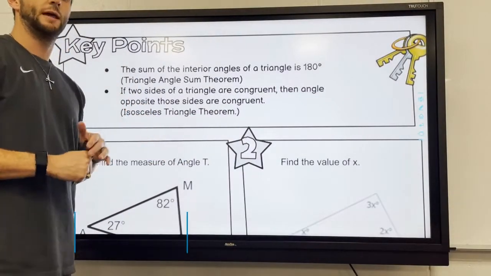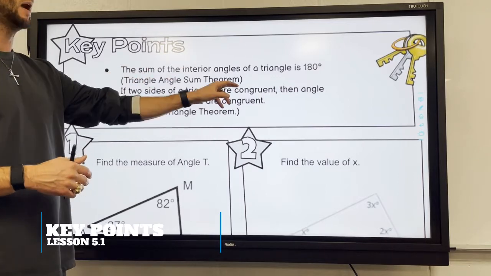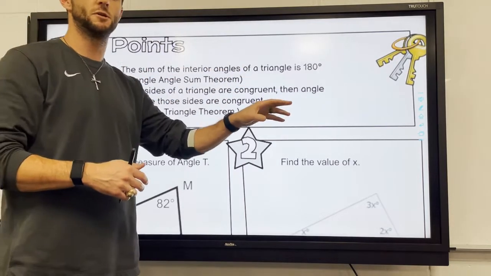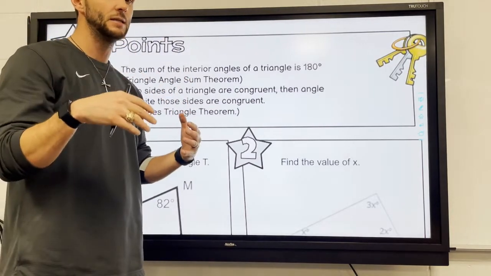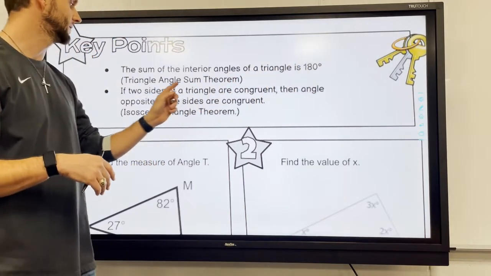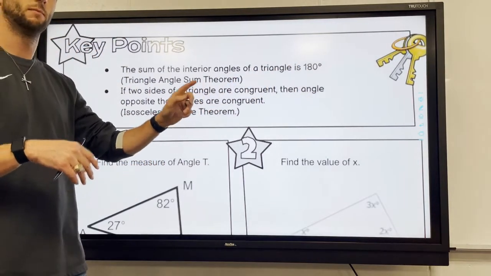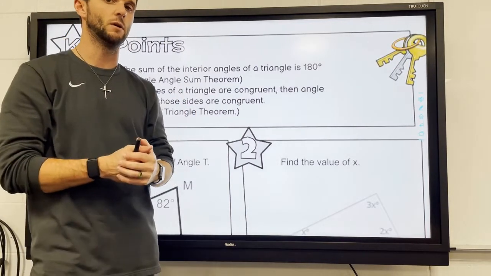The first thing we're going to look at are the key points. First is that the sum of the interior angles of a triangle add up to 180. So if I take all the angles of a triangle, no matter what triangle it is, if I add up all three of those angles, they're going to add up to 180. And that's known as the triangle angle sum theorem. Again, if I add up all the angles of a triangle, they're going to add up to 180 degrees.